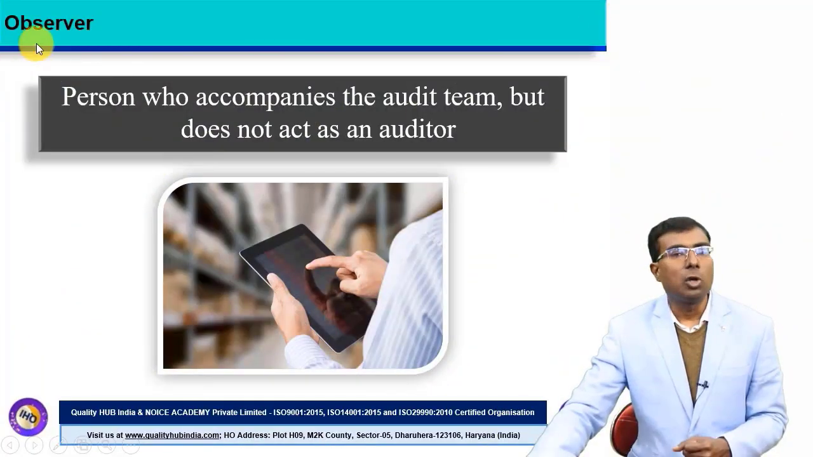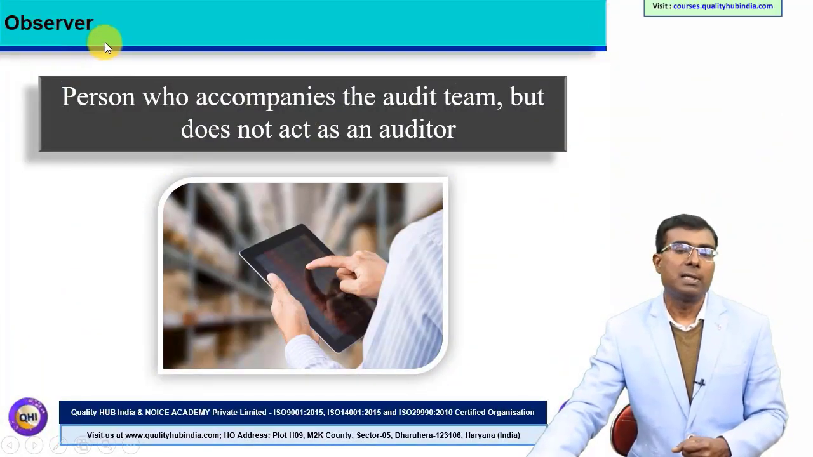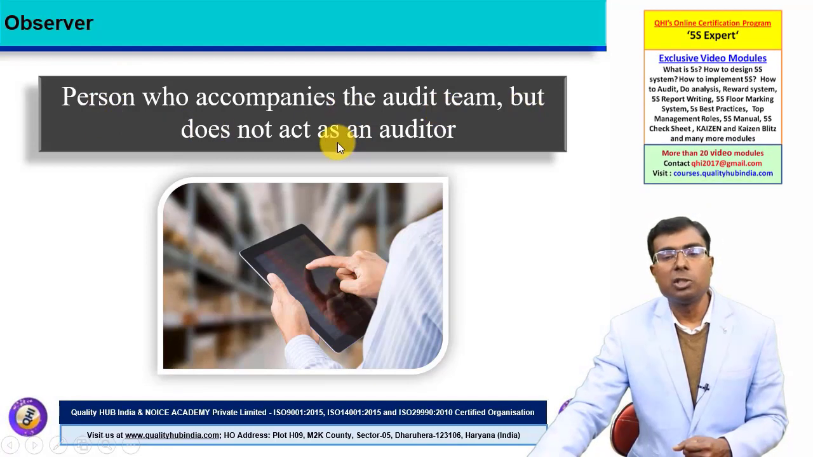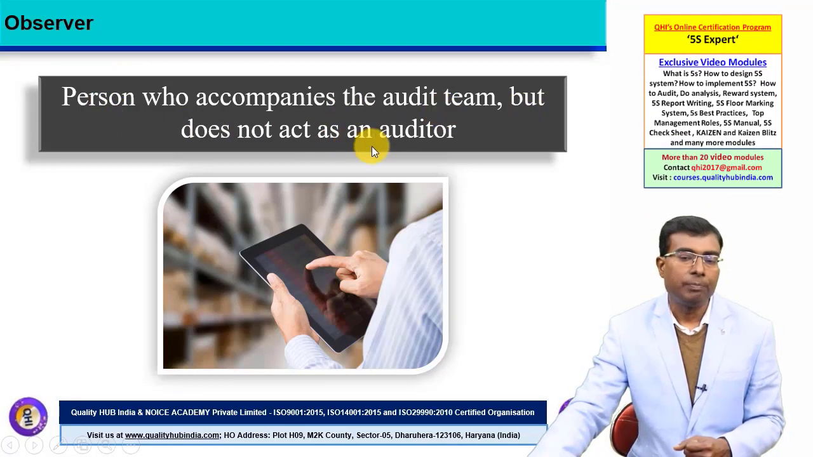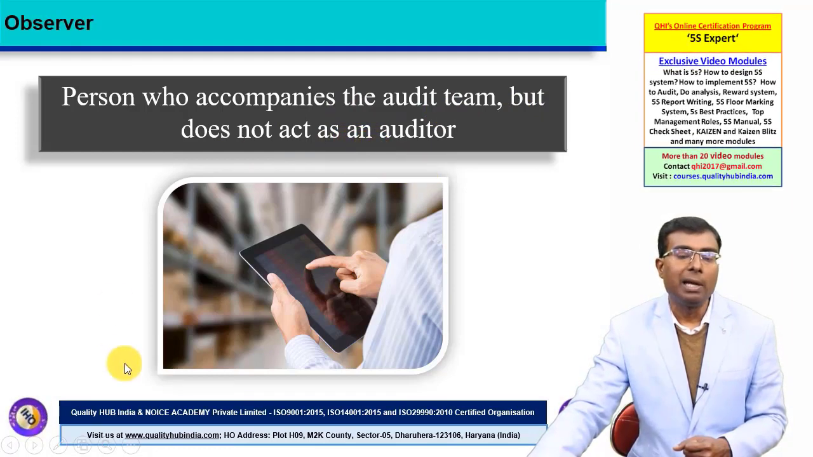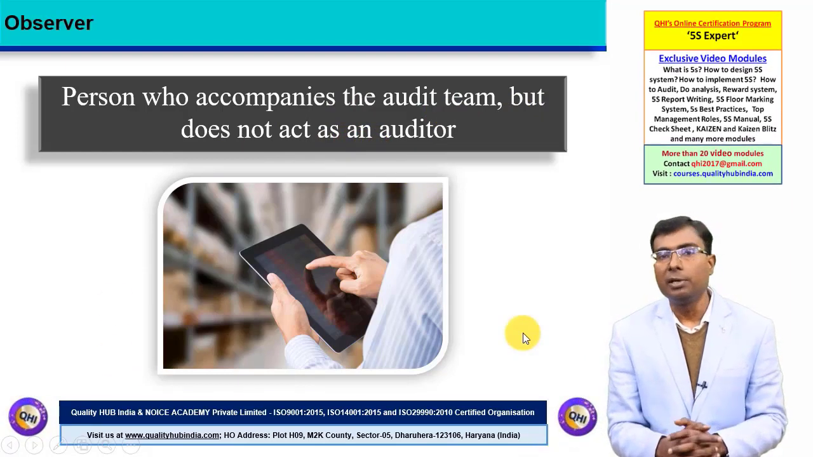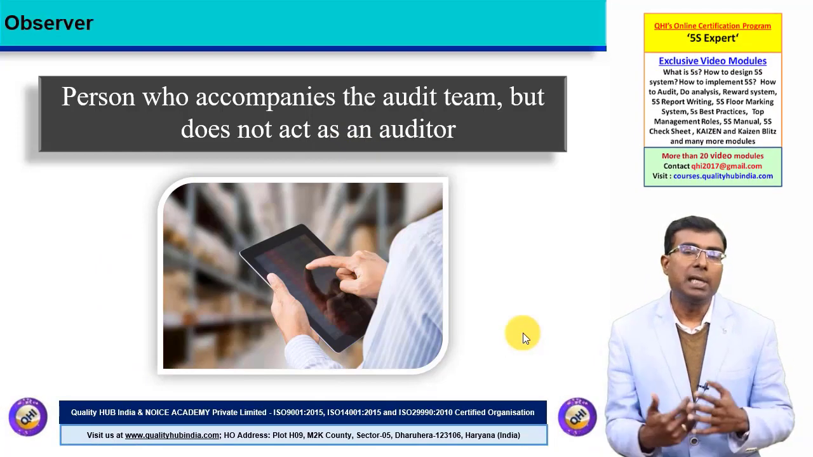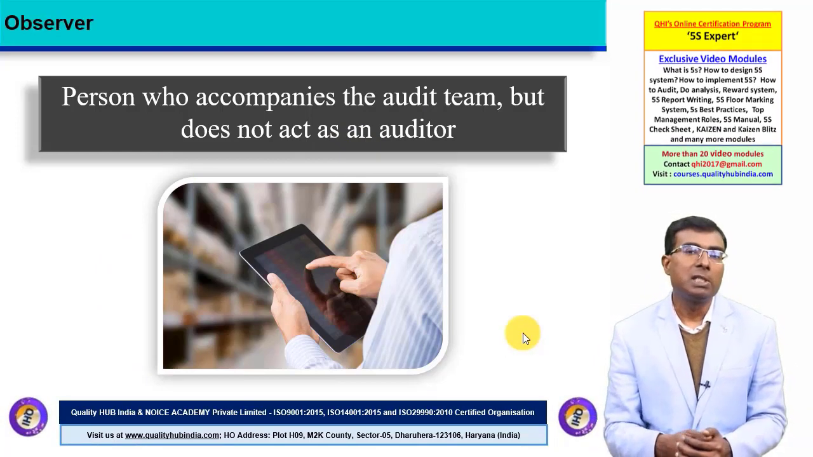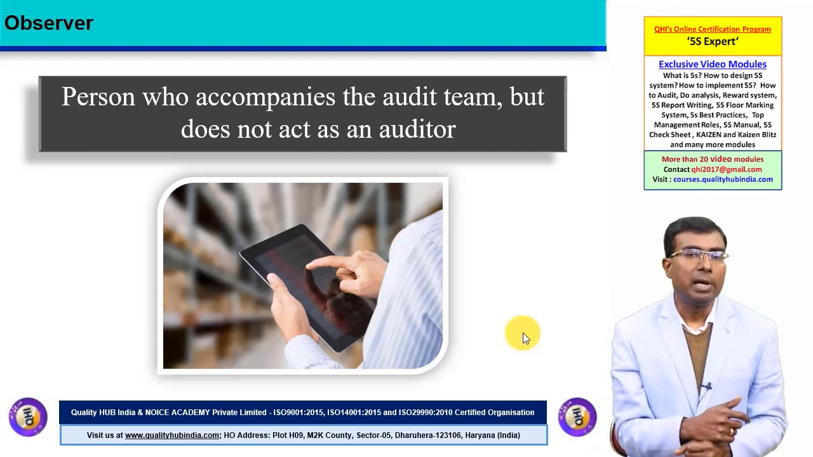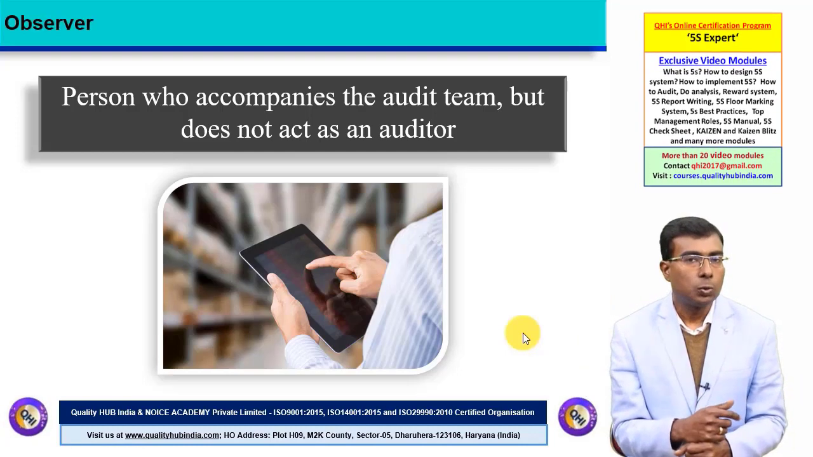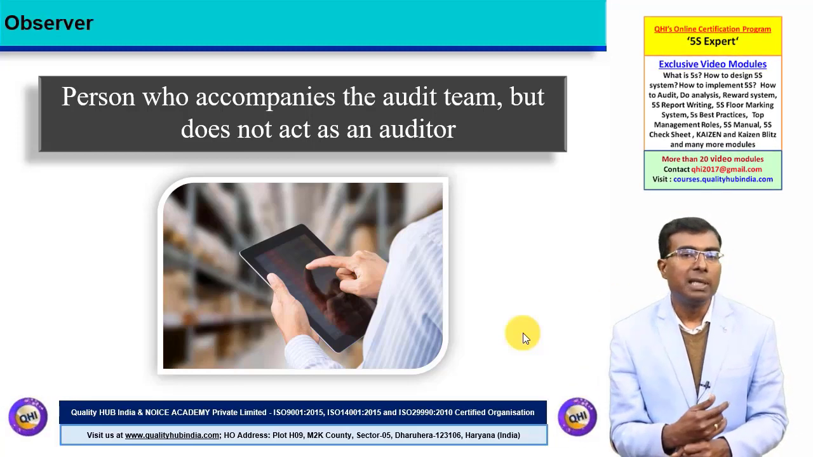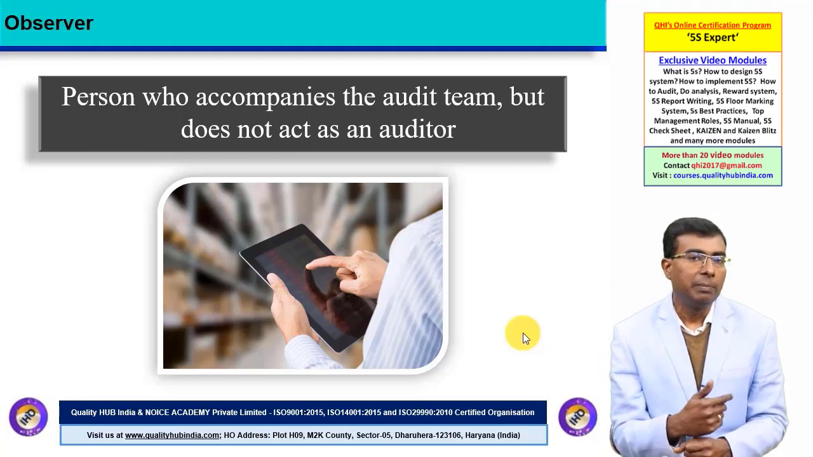And the next term is observer, and the definition of observer is a person who accompanies the audit team but does not act as an auditor. So an observer could be a new person who has recently been trained as an auditor, but doesn't have expertise or experience. So he is basically accompanying an expert auditor or senior auditors just to observe, and after a couple of visits he would be given charge for conducting independent audits.